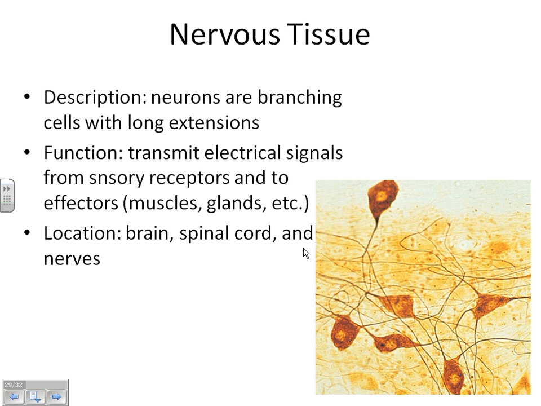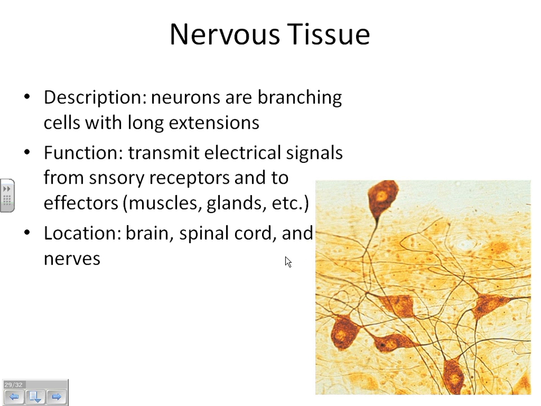Transmitting signals. Communication. One of the most important things that our body is able to do. Where do we find nervous tissue? Brain, spinal cord, and nerves. That's all we're going to say about nervous tissue until we get to the end of A&P 1, and we'll talk a lot more about it.